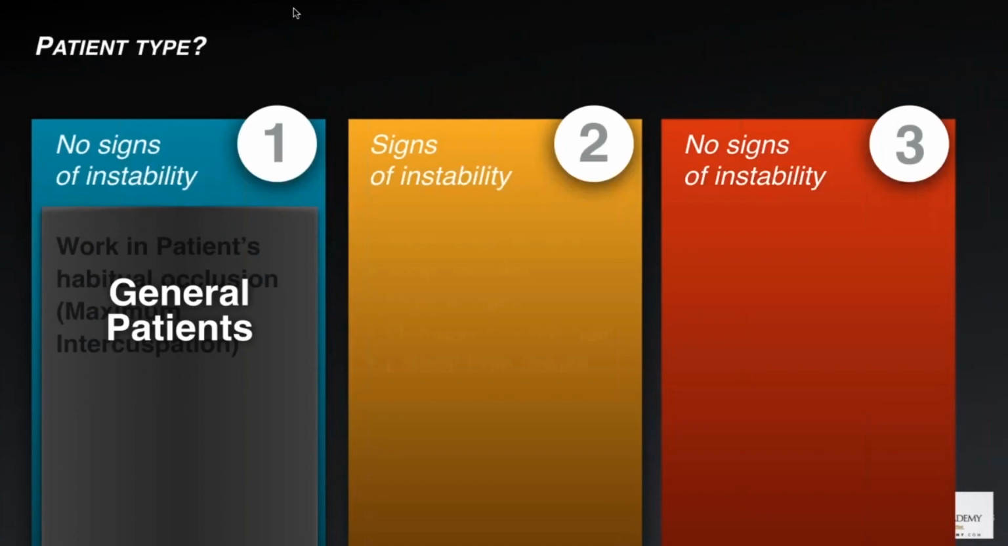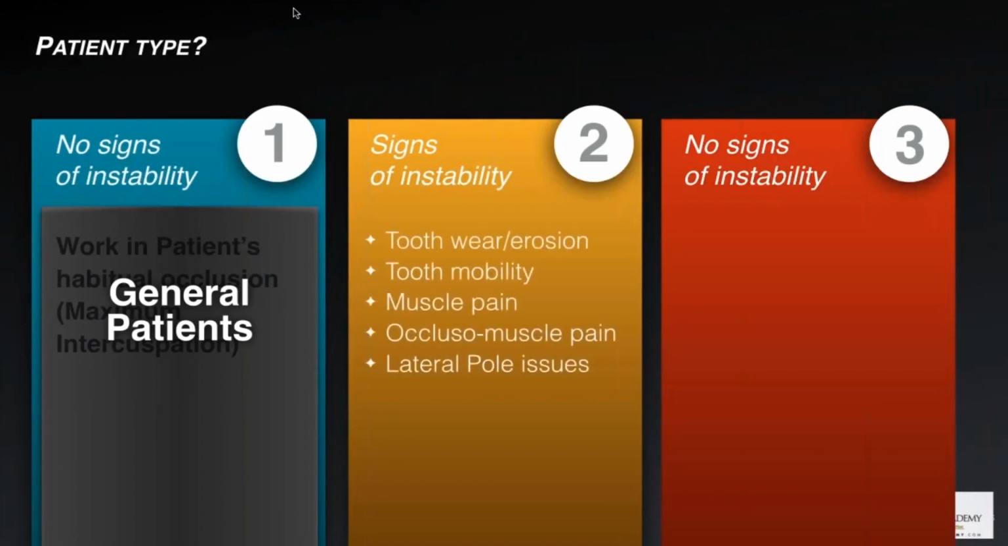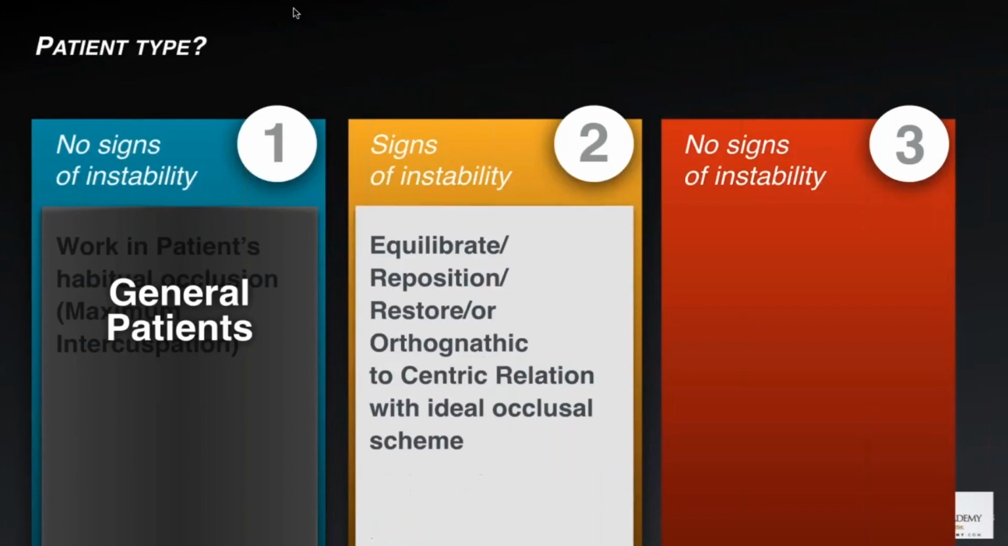The next category, the second category, those are the patients that we see tooth, muscle, joint, or maybe airway issues, so that we've got tooth wear and erosion, but not bacterial-based stuff. They've got maybe tooth mobility, muscle pain, occlusal muscle pain, lateral pull issues. And we have a different process to go through with those patients. We got to start our evaluation in centric relation, mounted on articulator, centric relation, face bow, and then we're going to decide using really only the 4 treatment options we have: reshape teeth, reposition teeth, restore teeth, or orthognathic. I want to figure out what's the best way to solve those patients' problems.